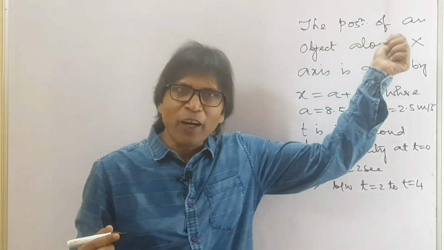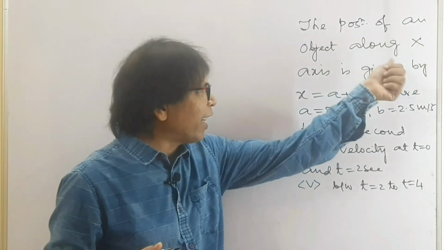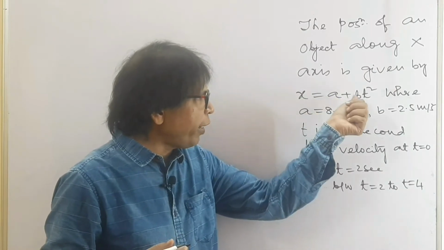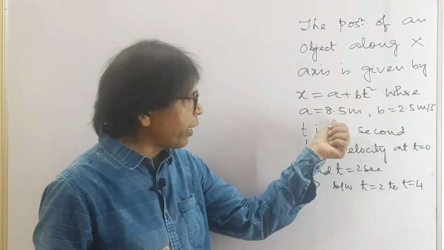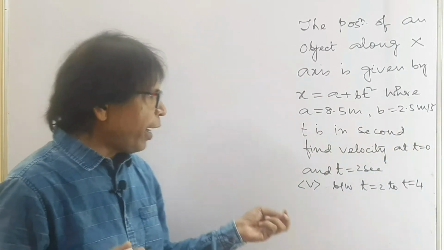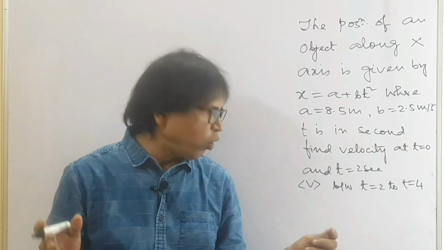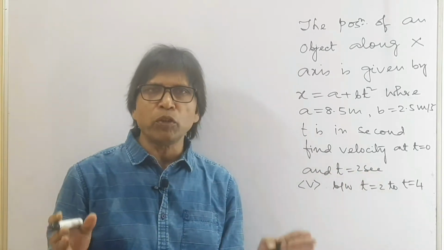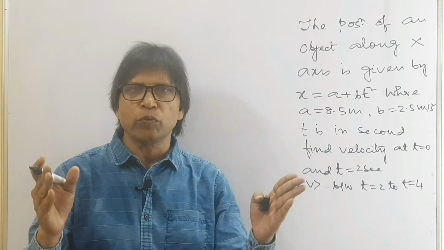Okay. The position of an object along the x-axis is given by x equals a plus bt square, where a and b are given, and t is in seconds. Find the velocity at t equal to 0, at t equal to 2 seconds, and the average velocity between t equal to 2 and t equal to 4.